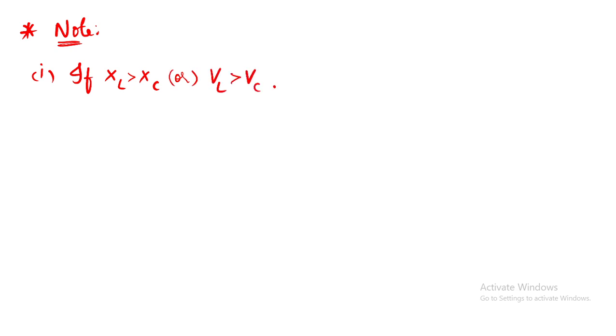Shall we? Next, one simple thing here. One note, if I try to write, certain notes we will try to understand. Note number one, three notes are there. If the reactance XL is greater than XC, or else the voltage drop across L, VL, is greater than VC, then the entire circuit behaves as an inductive circuit. The RLC circuit will be an inductive circuit.